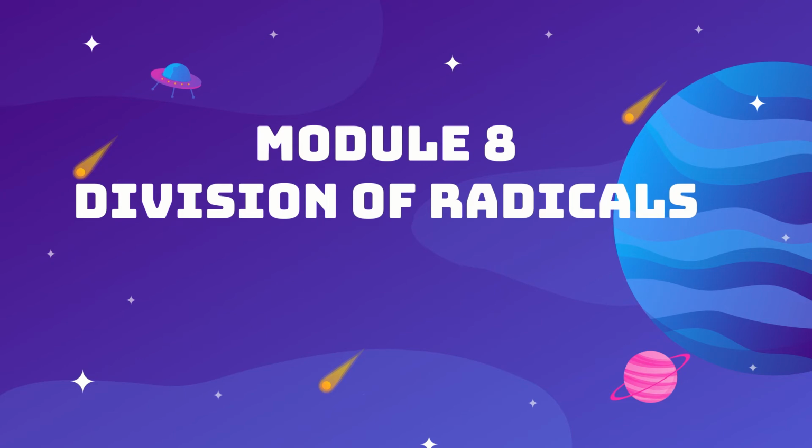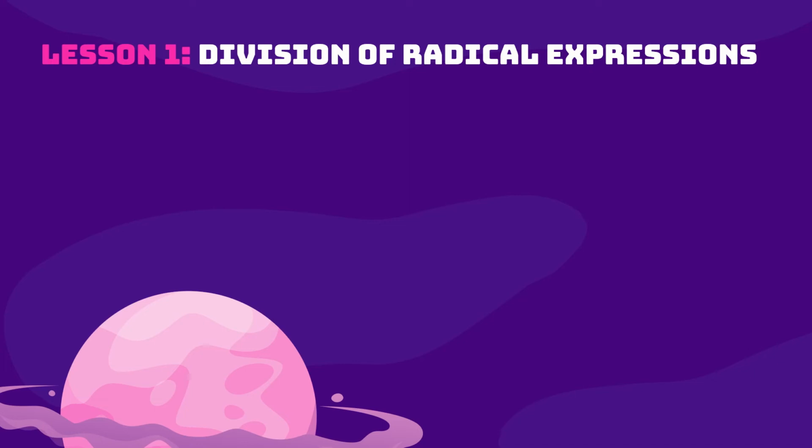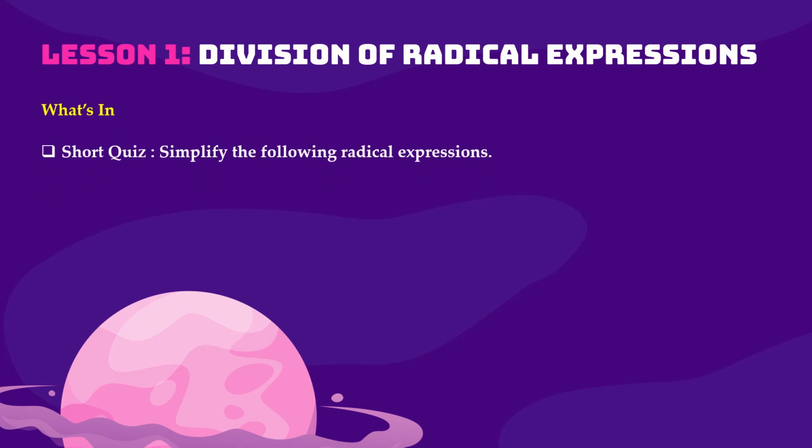We are still in the second quarter, week 8, and we are using module number 8 entitled Division of Radical Expressions. In this module, we have the following objectives to attain. First objective is to use the basic properties of radicals to obtain an expression in simplest radical form using rationalization. And the second one is to perform division of radical expressions. We have only one lesson for this module, so we will discuss it little by little. Okay, lesson number 1 focuses on the division of radical expressions.